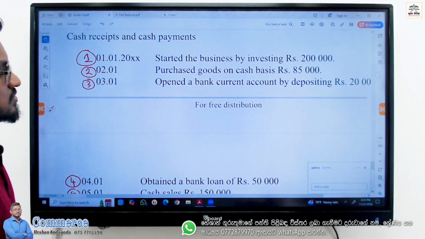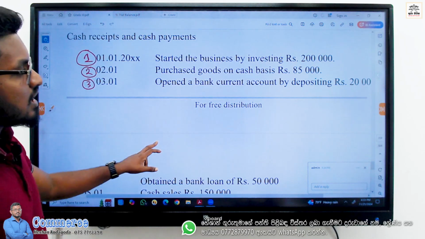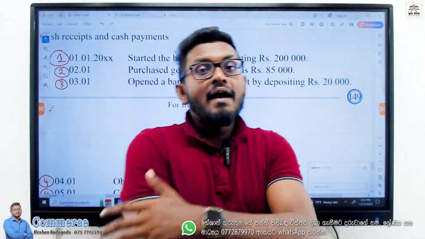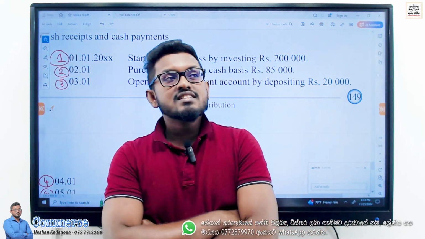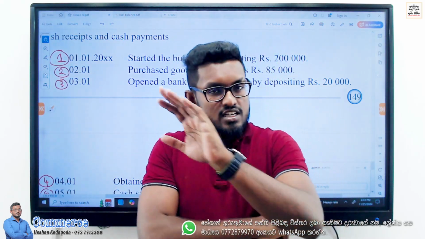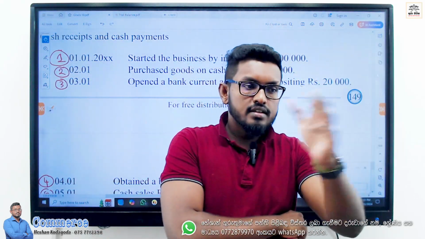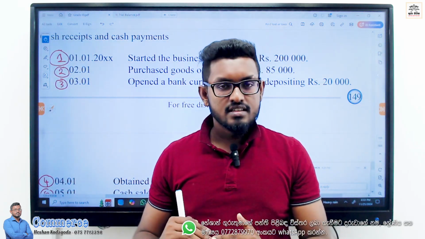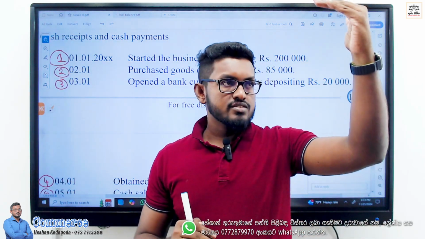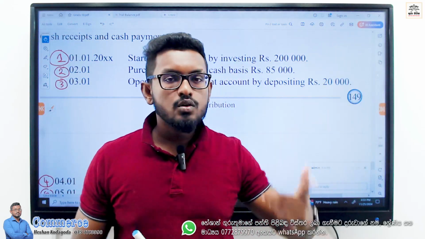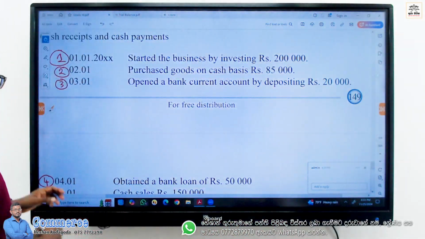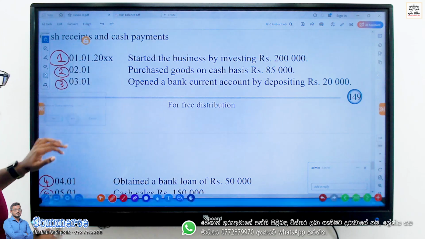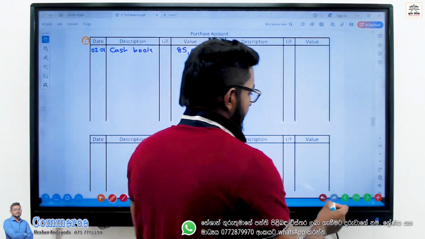Now let's go to the other one. January 3rd, open a bank current account by depositing 20,000. Opening a bank account by depositing the business cash. What is the double entry? Cash book credit, bank account debit. Understand? Because cash asset decreases, bank asset increases. So January 3rd, 20,000.